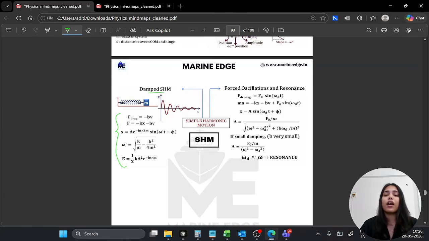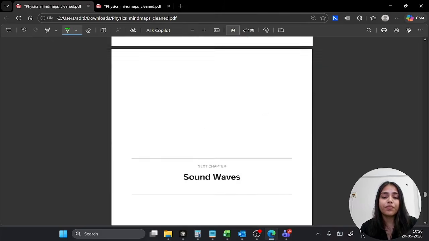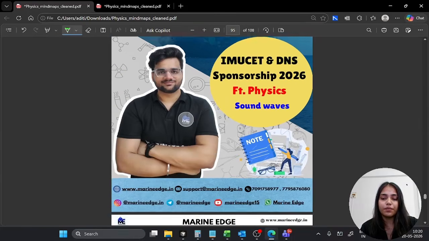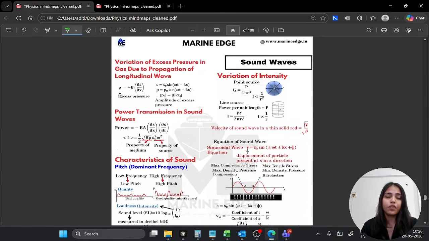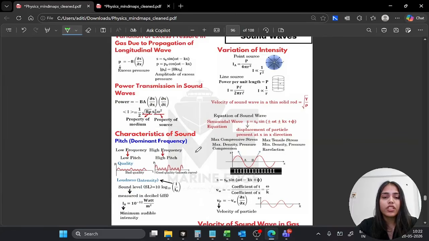Okay. Moving forward, next we have sound waves. So, what are sound waves? They are longitudinal waves, right? Now, the variation of excess pressure in gas due to propagation of waves: when there is a gas and there is propagation of longitudinal waves, the excess pressure is minus B ds by dx. What is ds? ds is the propagation wave.